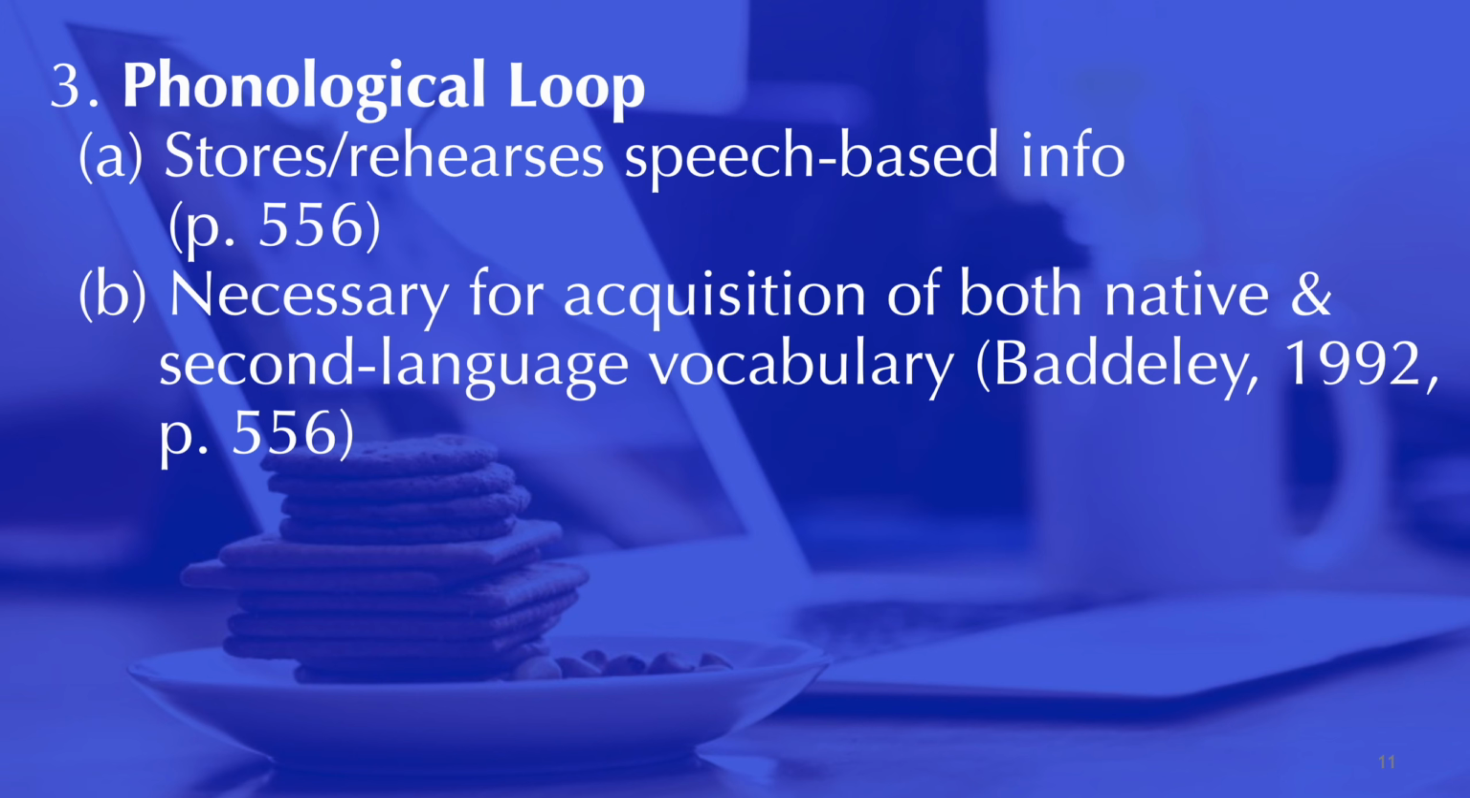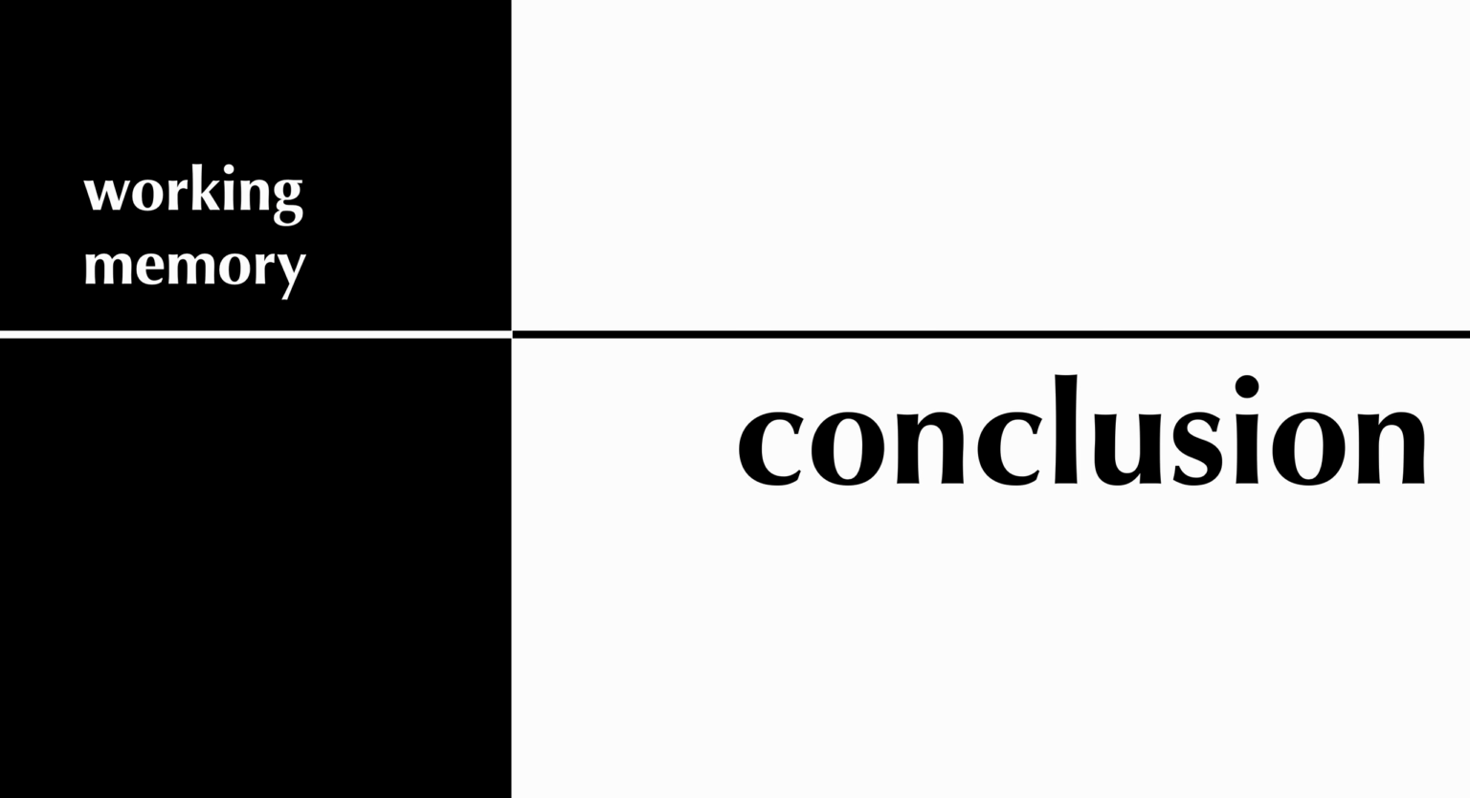And finally, the phonological loop. This stores and rehearses speech-based information. So you store it and rehearse it over and over again. This is really important. It's necessary for acquisition of both native and secondary language vocabulary. So the best way to learn native and secondary language vocabulary, repeat it over and over again to acquire it.